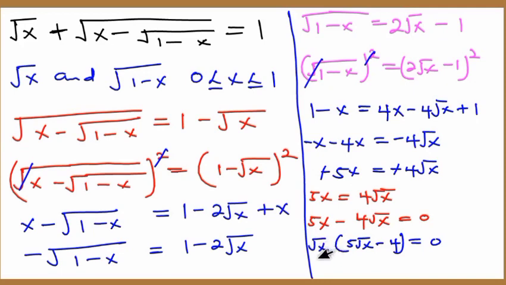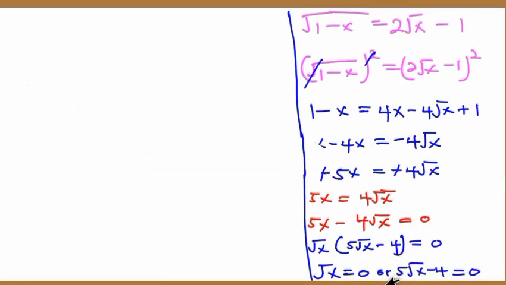Now if I multiply root x with 5 root of x, it gives me 5x, since this root gives me x and the 5 multiplies the x, and if I multiply this root x with 4, I'll get negative 4 root x. So I can factor this one out. Now with this one, I can equate root of x equals 0 or 5 root of x minus 4 equals 0. So now I'm dealing with the two equations.